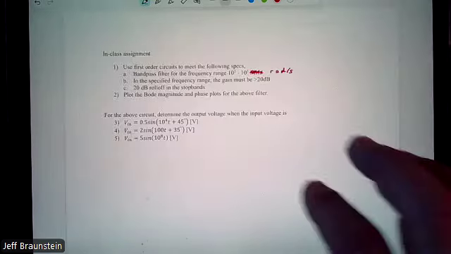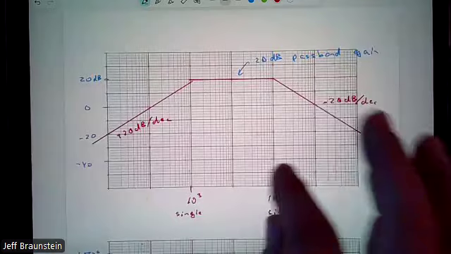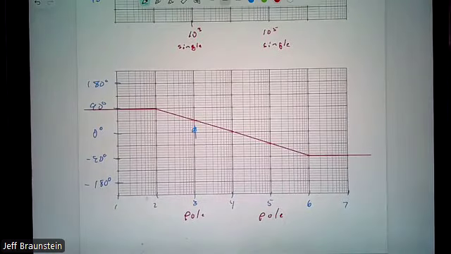If anybody needs the phase plot, here's the phase plot. I'll leave it up for a minute and then I'll put it back.